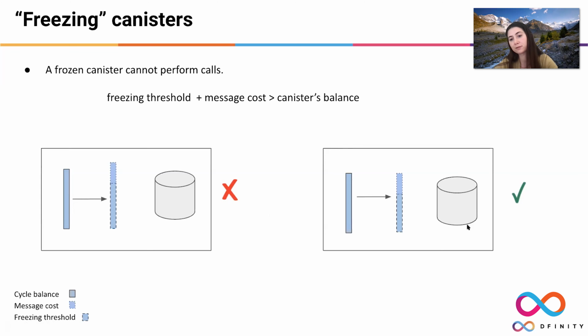Compared to that, on the right side, we have some amount allocated for the freezing threshold, and some amount for the execution, for the message cost. So these two accumulated will have to be smaller than or equal to the balance of the canister.